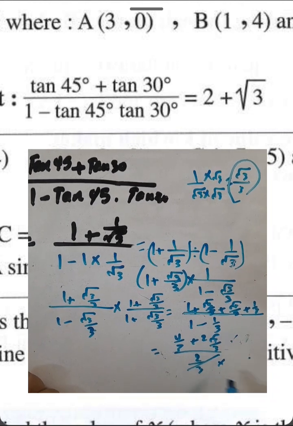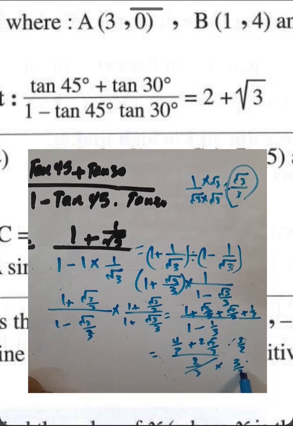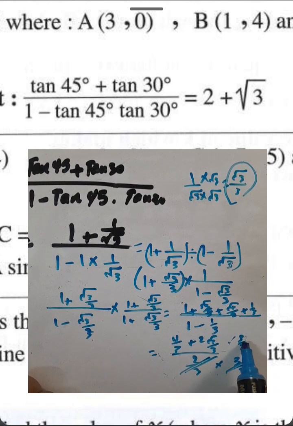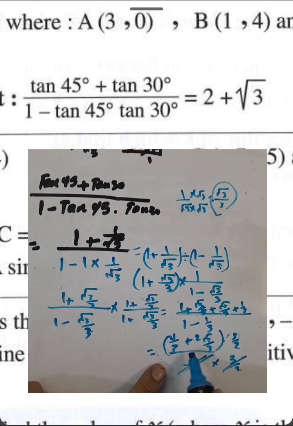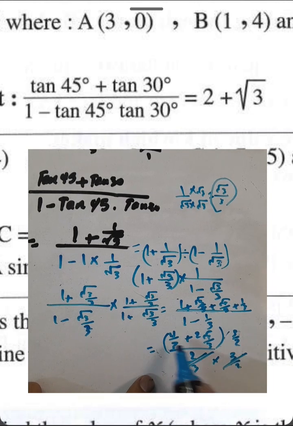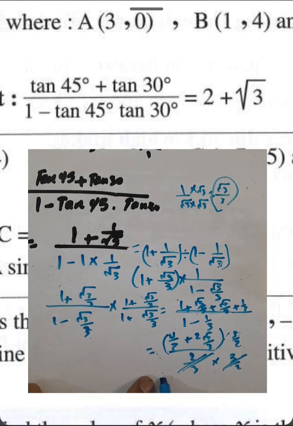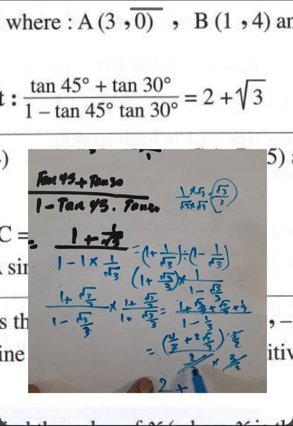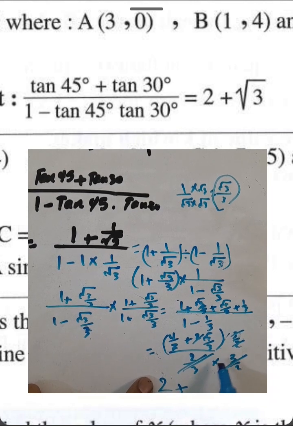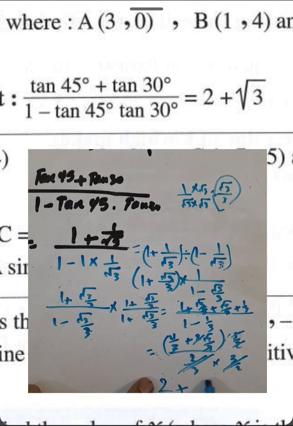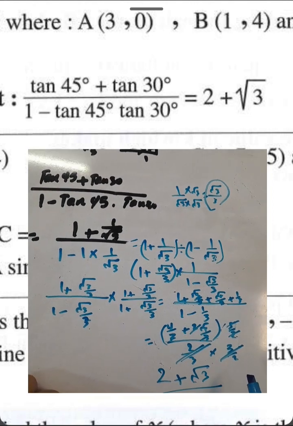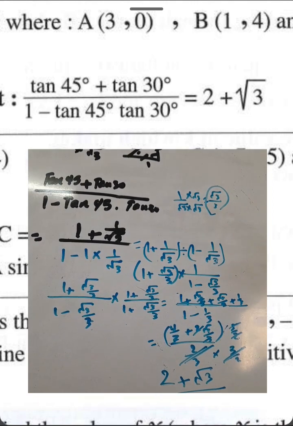Write the inverse of this fraction. It will be 3 over 2, and here 3 over 2 cancel. And 3 over 2 is multiplied by this expression. 4 divided by 2 equals 2. The result will be 2. 3 divided by 3 is 1, and 2 divided by 2 is 1. 3 times 3 is 1. The result will be 2 plus root 3 in the simplest form. Then the left hand side will be equal to the right hand side.